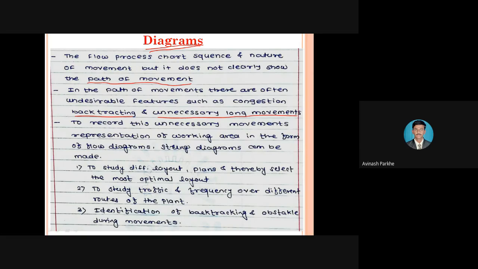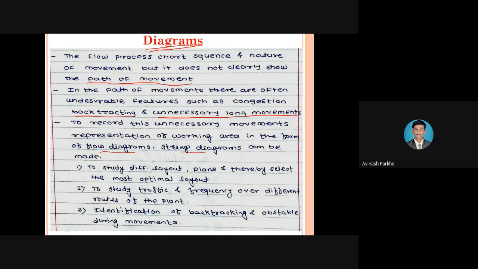Sometimes unnecessarily that operator has to travel the maximum distance from machine number 1 to machine number 2. So such distances cannot be recorded by using those particular charts. In order to find the distance from machine number 1 to 2, from 2 to 3, from 3 to 4, all those movements and distances can be recorded by using these diagrams. Therefore, to record those unnecessary movements, the working area is represented in the form of the flow diagram and the string diagram.